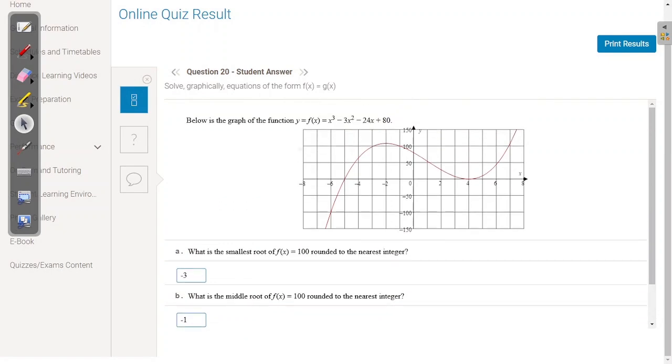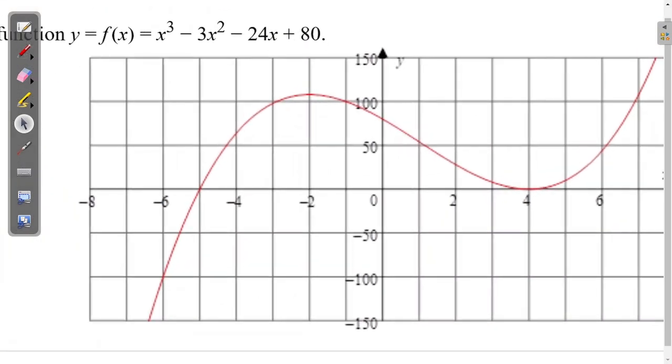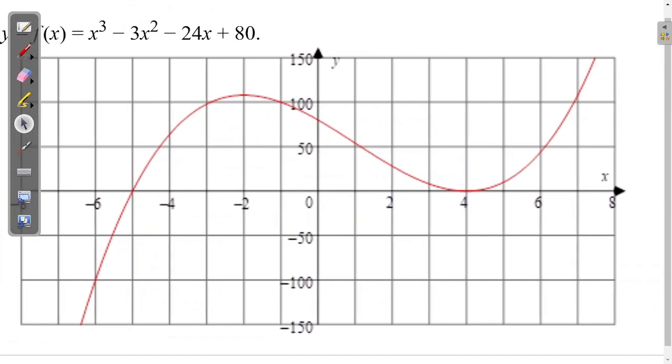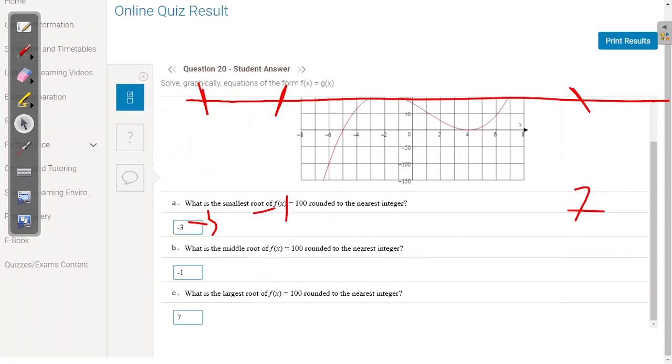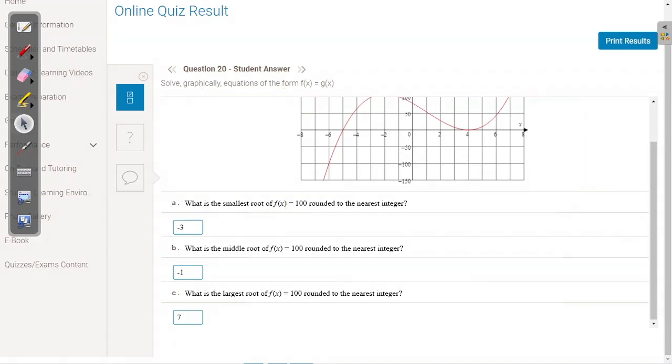F of x equals 100. So again, when it touches 100 here, this line, you have one here, and one here. Negative 3, negative 1, 7. So yeah, you put them in order: smallest, largest, and middle.